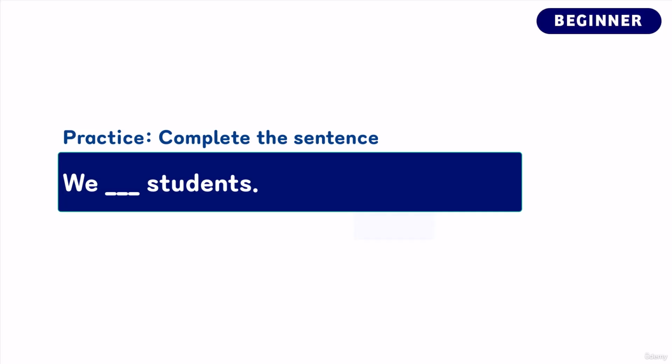Let's now do the final quiz for this lesson. In this final quiz, you will see sentences with blanks, and you have to say the correct sentence using the appropriate form of the verb to be. After you have said the answer, you can listen to the correct sentence.